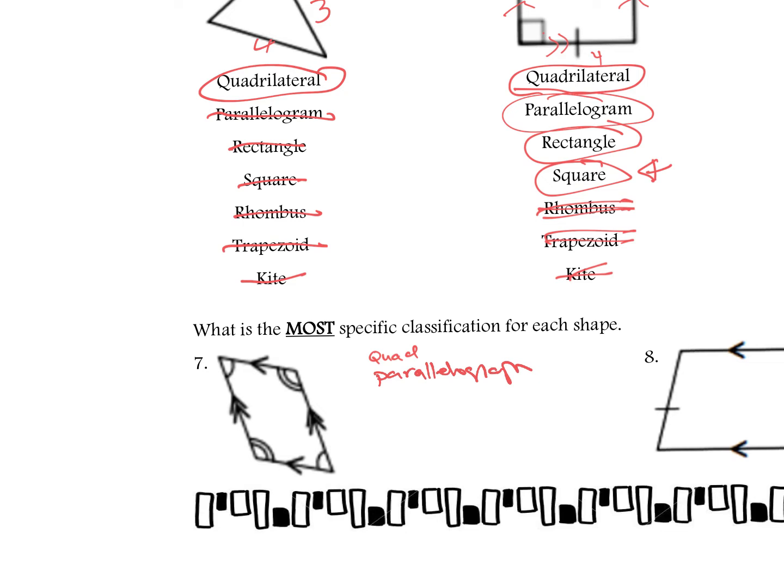And is it a rectangle? Nope, it's not a rectangle. Is it a square? No, it's not a square. Is it a rhombus? Nope, it's not a rhombus. Trapezoid, kite? So the most specific one is a parallelogram.